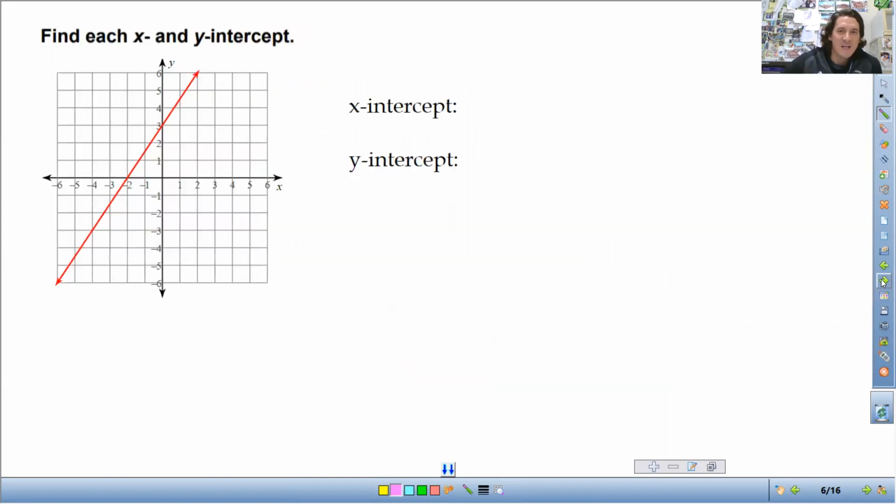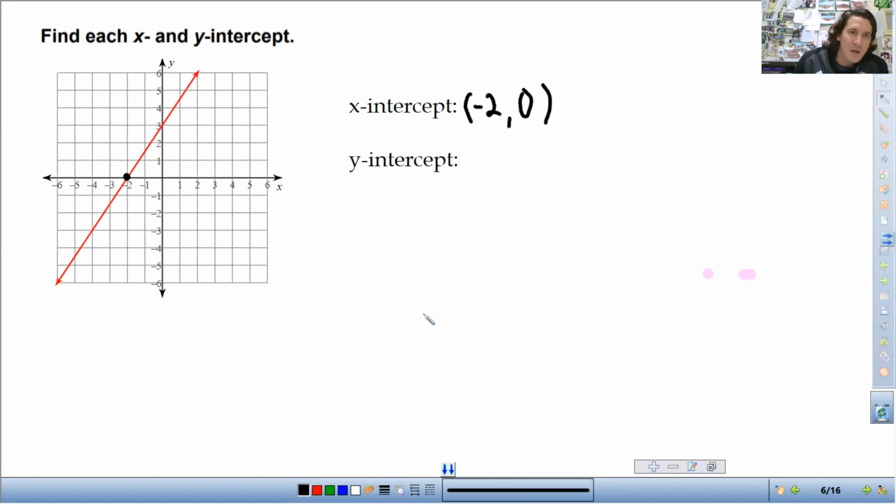Starting off, find each x and y intercept. So starting with the x-intercept, the x-intercept, again, is where the graph crosses the x-axis. That is at this point right here. That's -2 on the x, 0 on the y. All right, the y-intercept then is where it crosses the y-axis. That is this point right here. I'll do it in different colors so we can see the difference there. So I'll do it in blue. That's at the point 0, 3. And that's it. We're done identifying that.